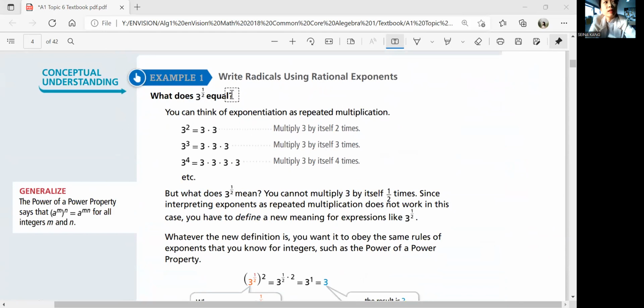So look at this example 1. What does 3 to the 1/2 equal? What if your power is a rational number? What if it's a fraction? What does it mean?